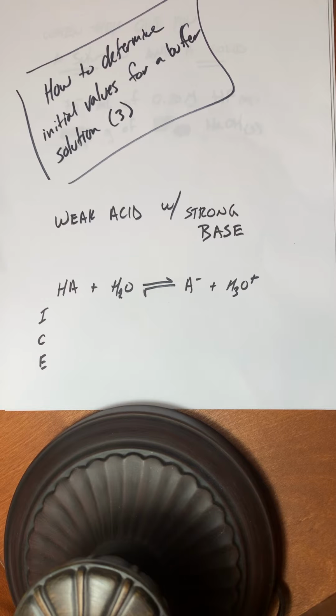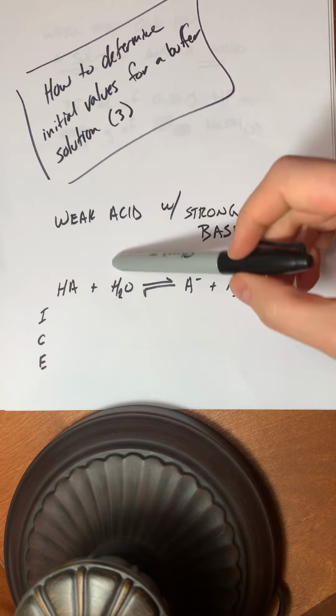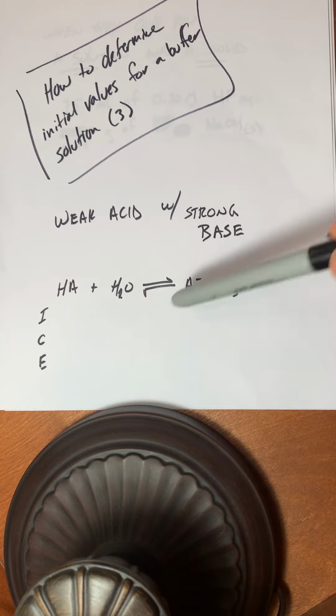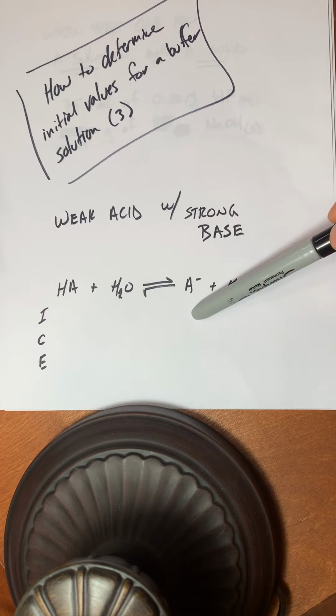Okay, now what we're gonna do is we're still gonna create a buffer using a weak acid, but we don't have any conjugate base salt. So what we have to do is use a strong base to make some. From the previous videos, if we were to plug stuff in, we'd only have an initial value for HA without any A-. I don't have any on the shelf, I can't find it.